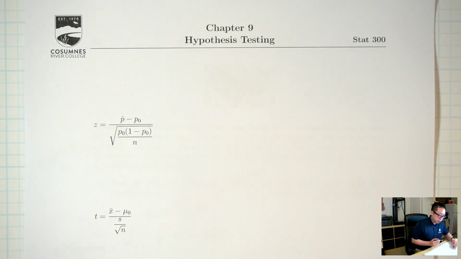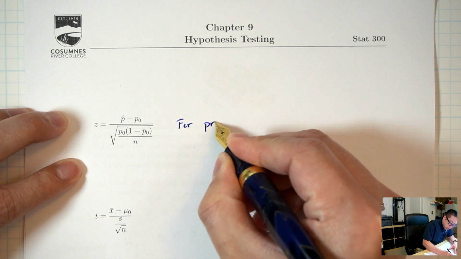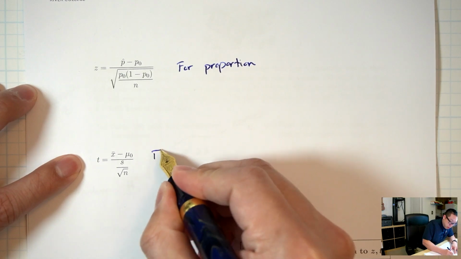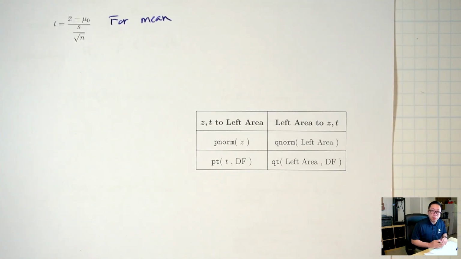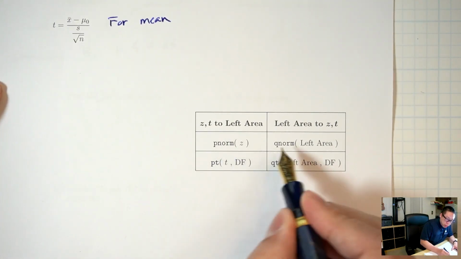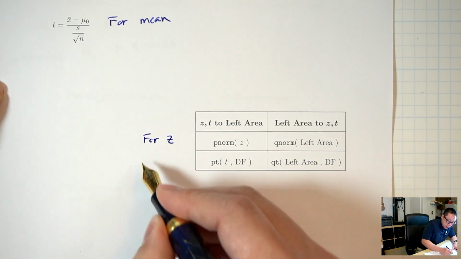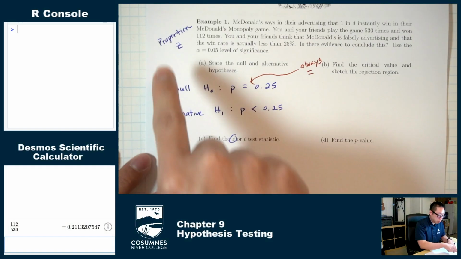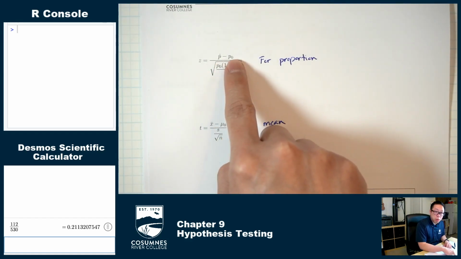On the front page, the first formula, Z, that's for proportion situation. The second formula with the T, that's going to be for means. And then at the bottom, these are my commands in R. The first row, P norm, Q norm, are for my Z's. Second row, PT, QT, these are going to be for my T's. Back to part C. For part C, because it's a proportional situation, we're going to be using the Z formula. The Z formula has a P hat, a P0, and an N.